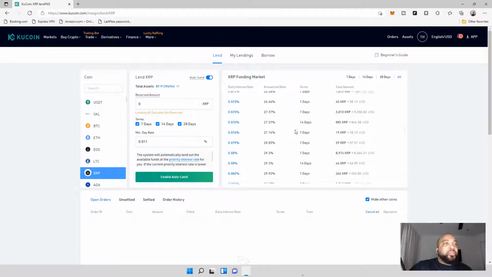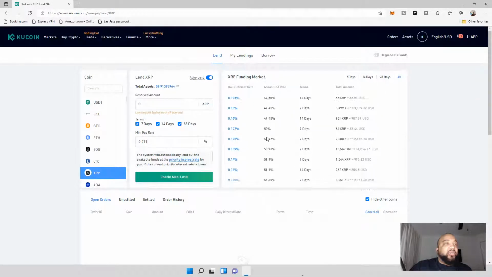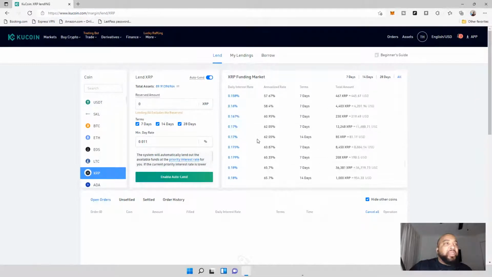There's people out here trading their assets for around 15%. Look at this one, 0.15. This one's 0.17. And this is the daily annuitized rate, 62.05%, that he could be earning if this were to stay going out every 7 days. That's what you could be earning.